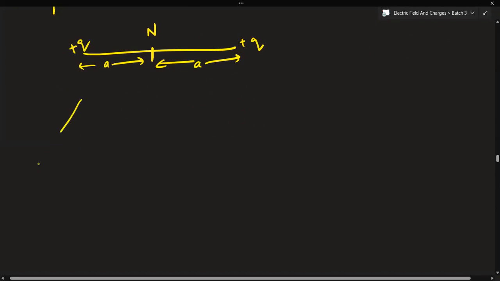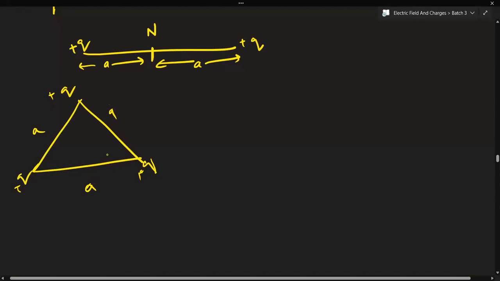Not only this, if you take a triangle, Q, Q, Q are kept. This is an equilateral triangle. All the charges are positive. This is A, A, A. This is an equilateral triangle. And you are asked to calculate the net electric field at the center of this equilateral triangle. No need of calculation.